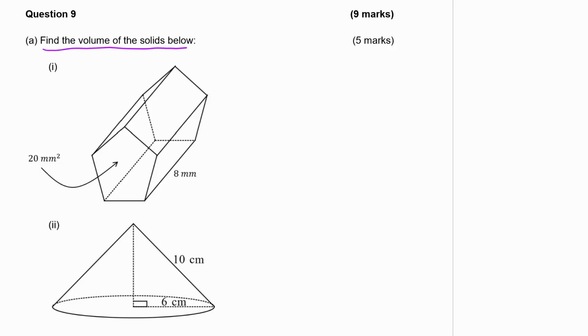Find the volume of the solids below. Well, the first one, we can see the end here. It's a prism. So that's just going to be the area of the end times the length. And we're actually given the area of the end. So the volume here is going to be 20 times 8, which is 160. And that would be in millimeters cubed.